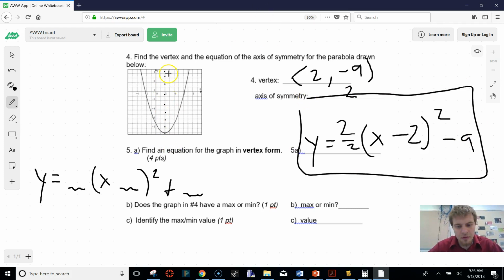Now we're going to look for if this thing has a min or a max. Well, obviously its lowest point is a min, and the value of that is -9, because it's 9 down.